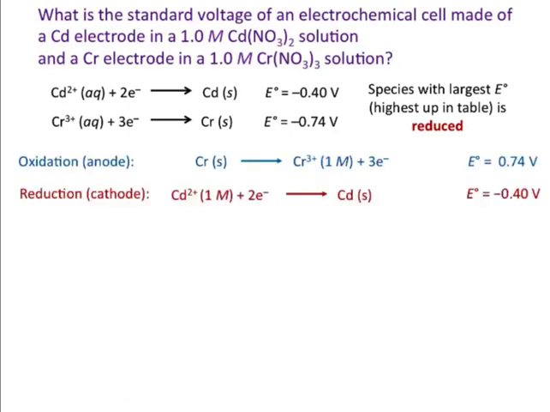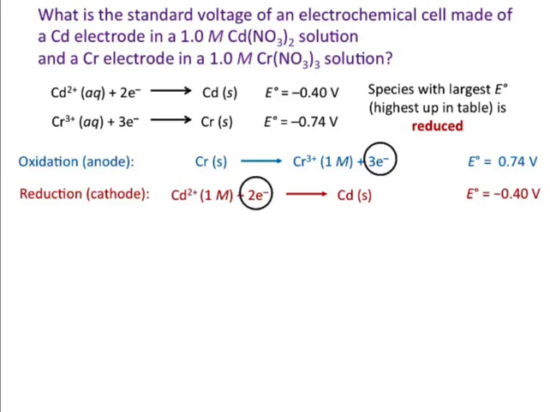So we're going to keep the cadmium as the cathode, the reduction, because it's higher in the list. And then we'll flip the anode. And so that would be the chromium. Now it's 3 plus, solid. Okay, so this is reversed. When we do that, we change the sign on this.